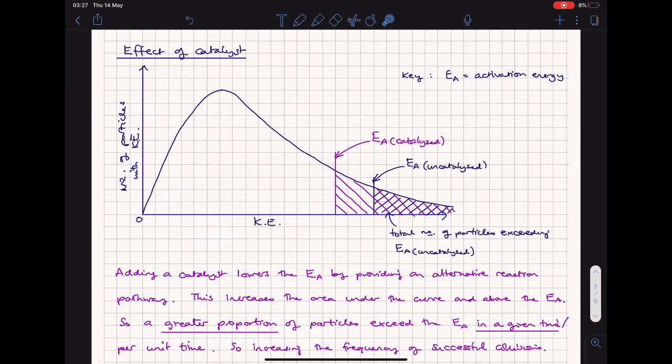Just a short note, throughout all my explanations I've used EA as an abbreviation for activation energy. In the exam you should really write it out once in full before you abbreviate it, so I got away with this by putting it on a key at the start of the explanation when I first used it.